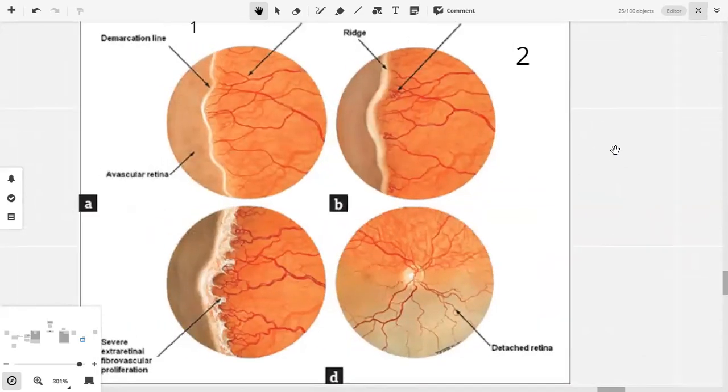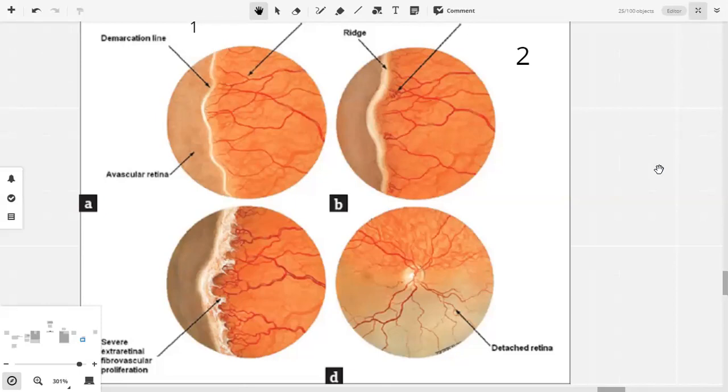Now, whatever we have discussed so far, at which stages do you think leukocoria will be a symptom? Stage 3. Stage 2. Stage 2. What do other people say? Okay, let's discuss sequentially.